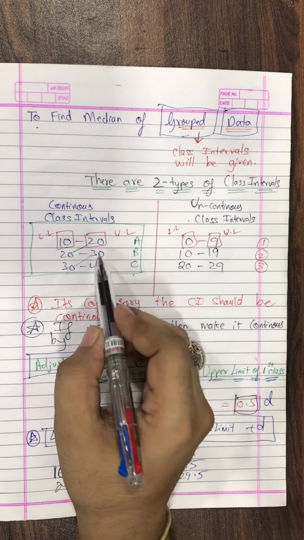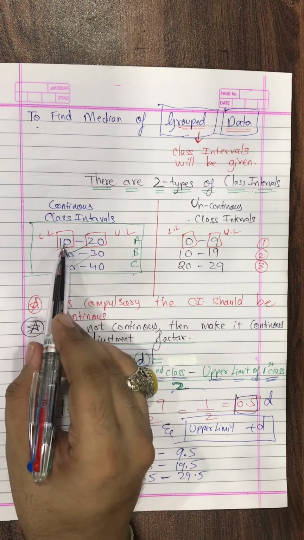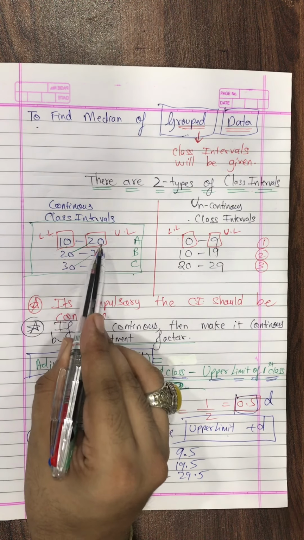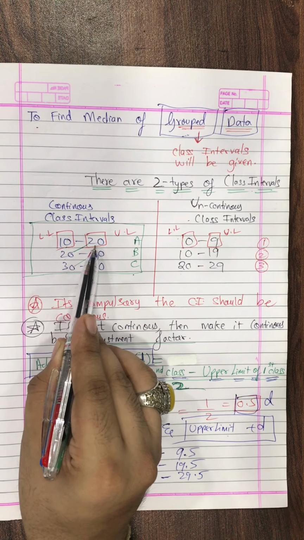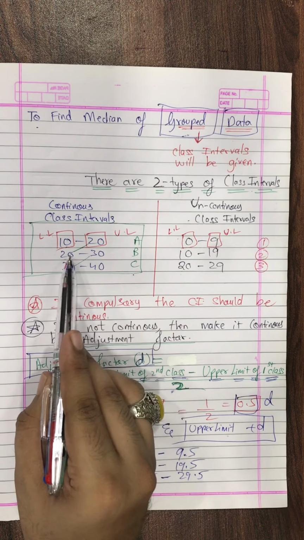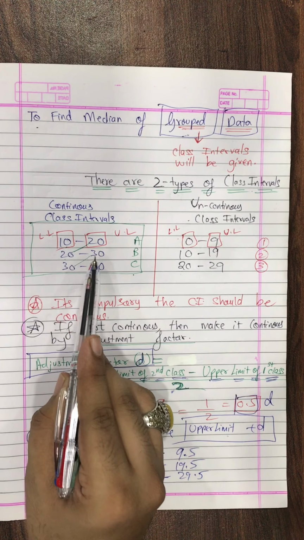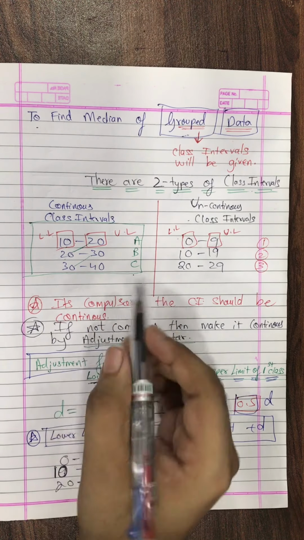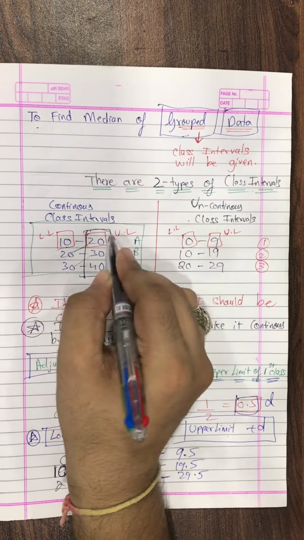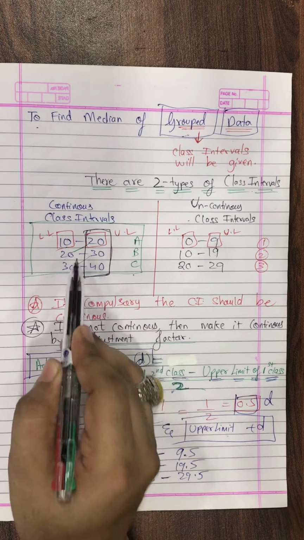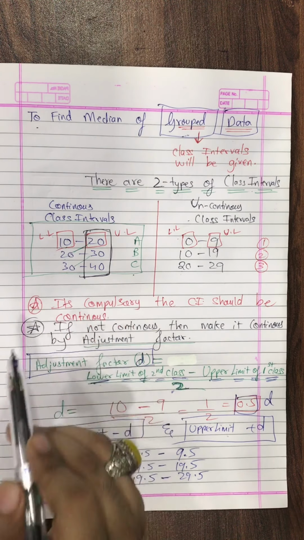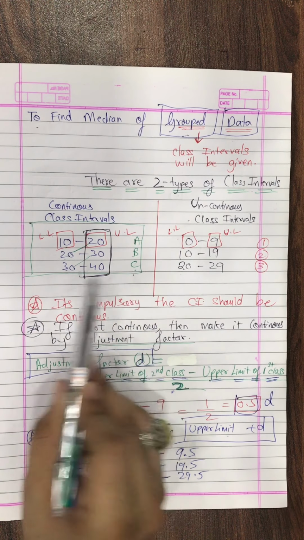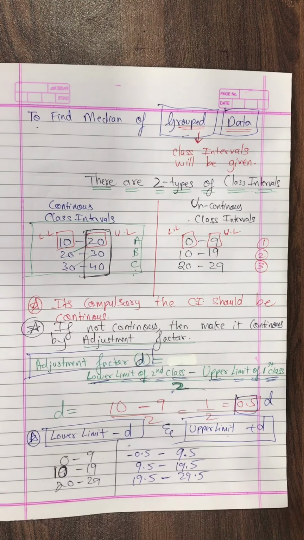Okay, so what will come in room A? 10, 11, 12, 13, 14, 15, 16, 17, 18, 19. That's it. 20 is not inclusive. Okay, 20 is inclusive in this one. So 20, 21, 22, 23, 24, 25, 26, 27, 28, 29 are in room B. 30 is not inclusive. The upper limits, the right hand side ones, are not inclusive. People from 30 to 39 will come in room C. 40 we don't have any room here.